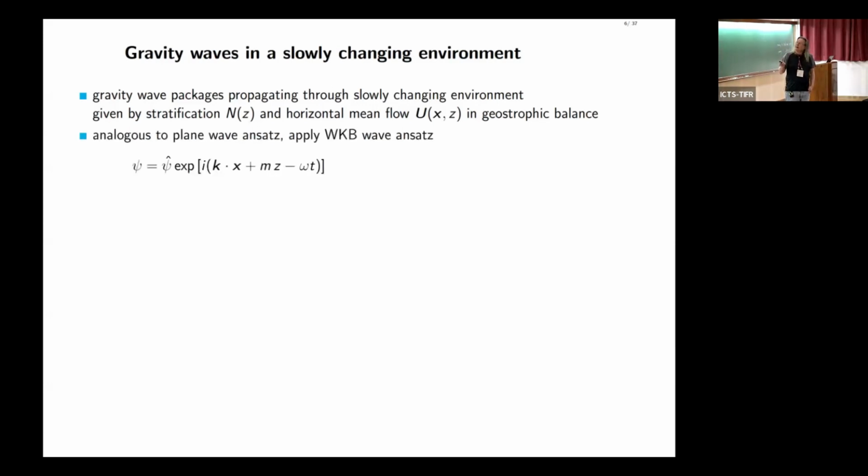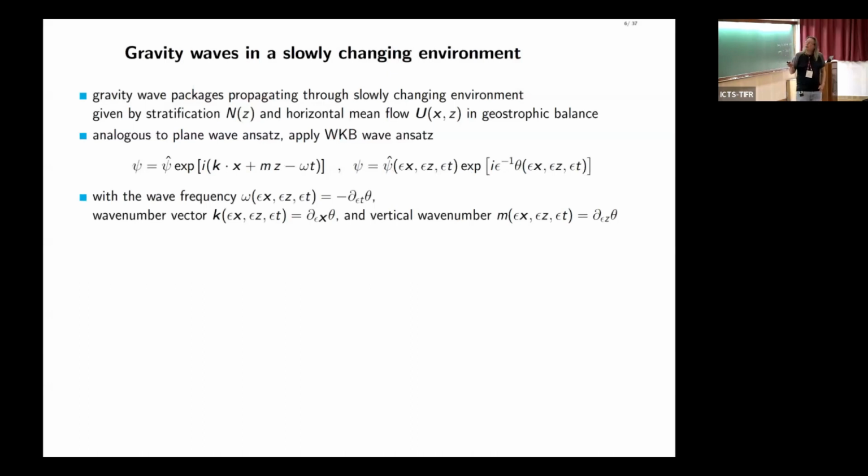And then we have a plane wave ansatz like this for some variable psi, right? Some constant amplitude, horizontal wave number multiplied with x, and vertical wave number multiplied with z, and frequency. You have your usual plane wave ansatz, which doesn't work in the situation with varying N and U. So what you do is you apply this wave-like ansatz, where you have an amplitude which is varying in space and time, and a theta, which is the phase here, which is also varying. There's a little parameter epsilon in front of all these dimensions, which is of course small.